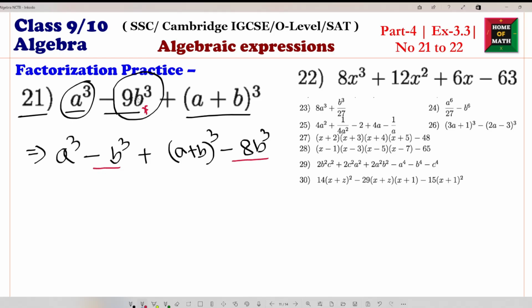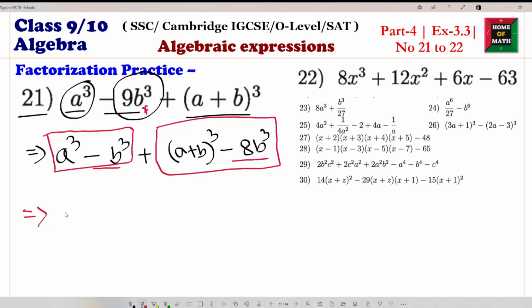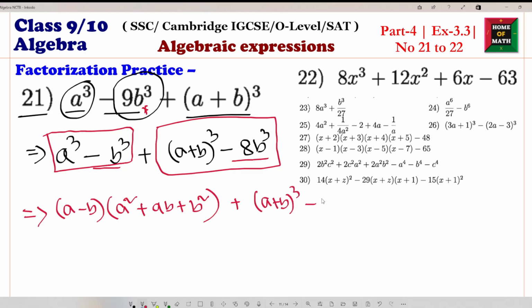It means 9b cube. Now we can make a plan about a cube minus b cube and also (a plus b) whole cube minus 8b cube. How? Look, this one we can write (a minus b) times (a square plus ab plus b square), right? And this one we can write (a plus b) whole cube minus this 8, which means 2 cube, so 2b cube, right? Now look, this one will be unchanged, right?